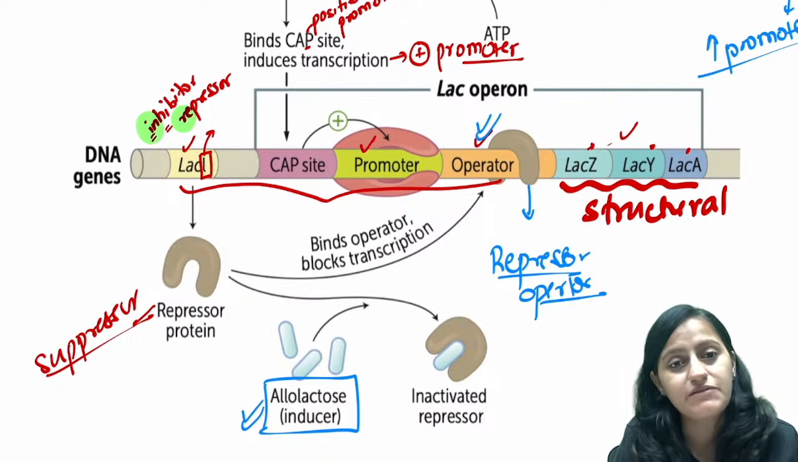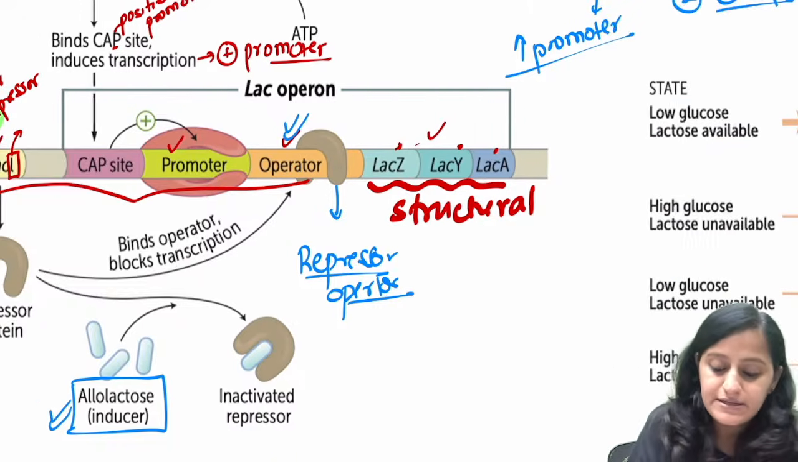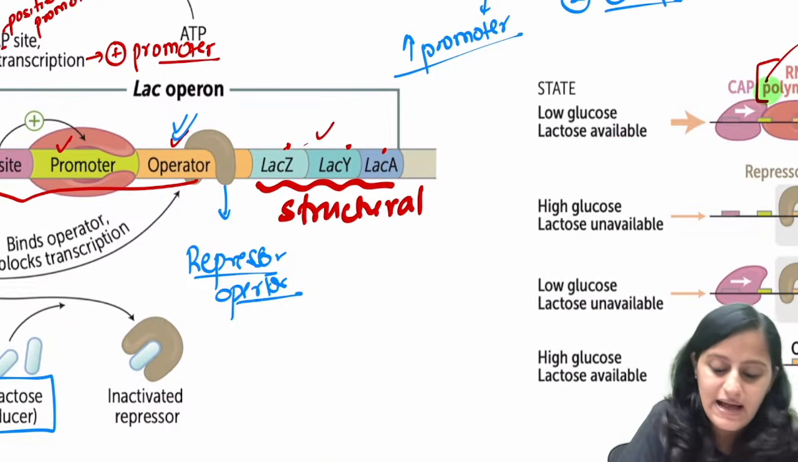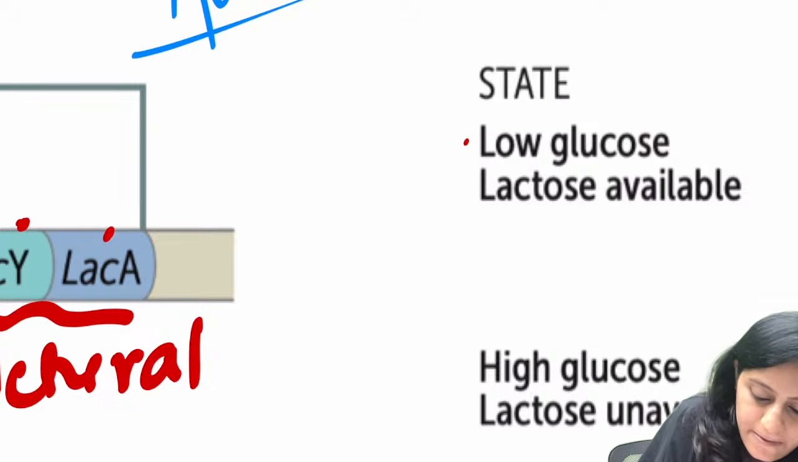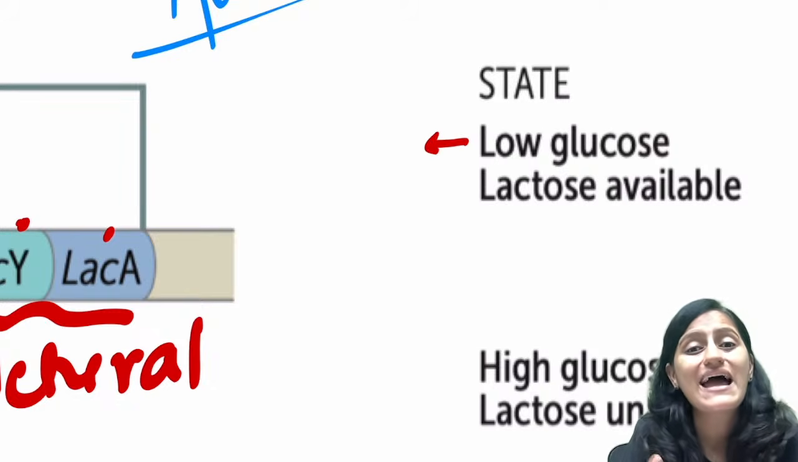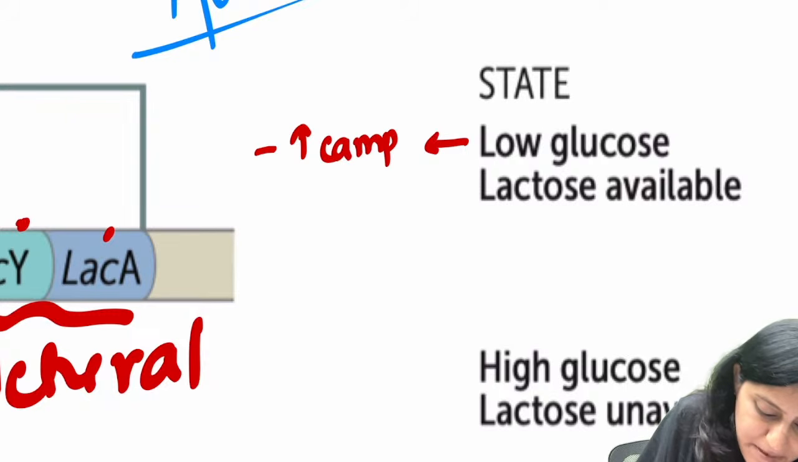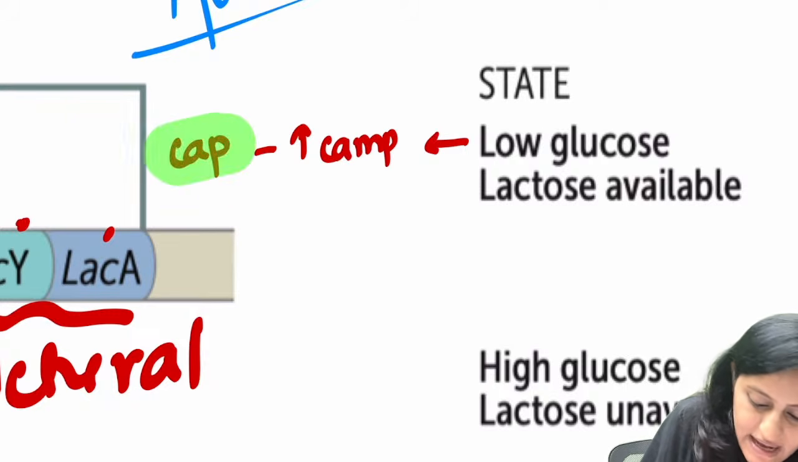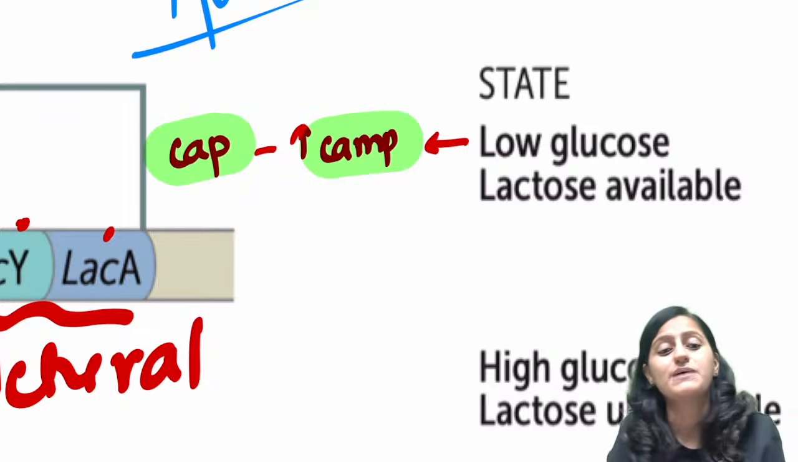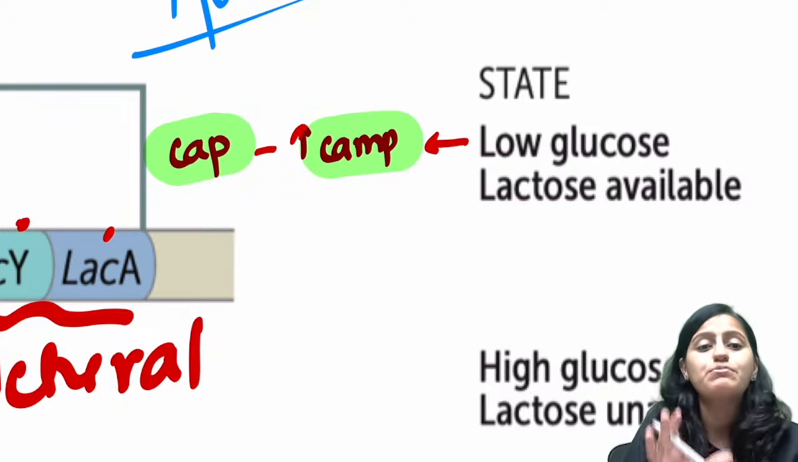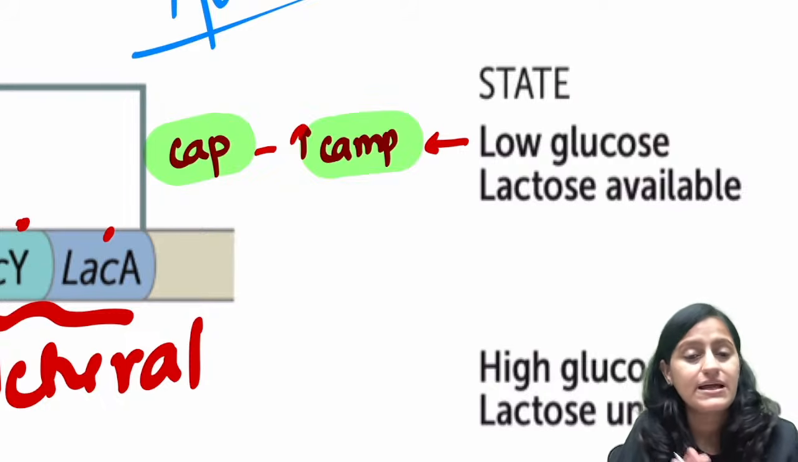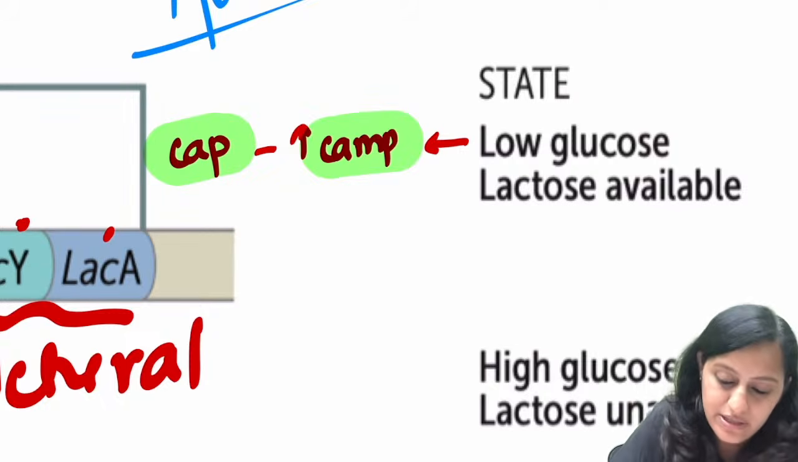Is this clear with everyone? Right? So low glucose and high lactose. I hope this is clear now, how does low glucose activate the Lac operon? By increasing cyclic AMP binding to CAP. Remember, they are similar in terms of spellings. So cAMP and CAP go together. So CAP acts at the CAP site, increasing the promoter activity.